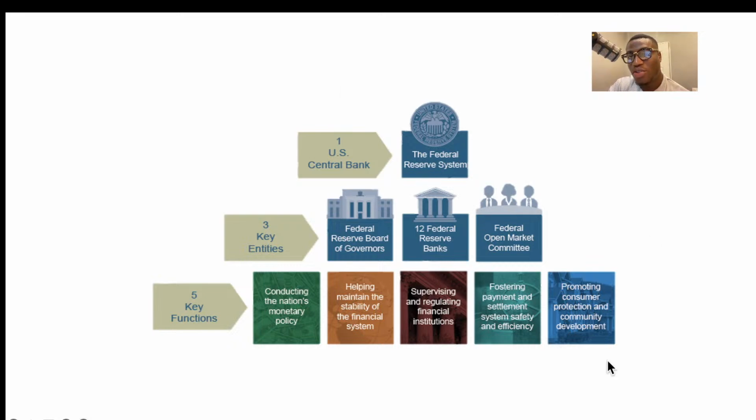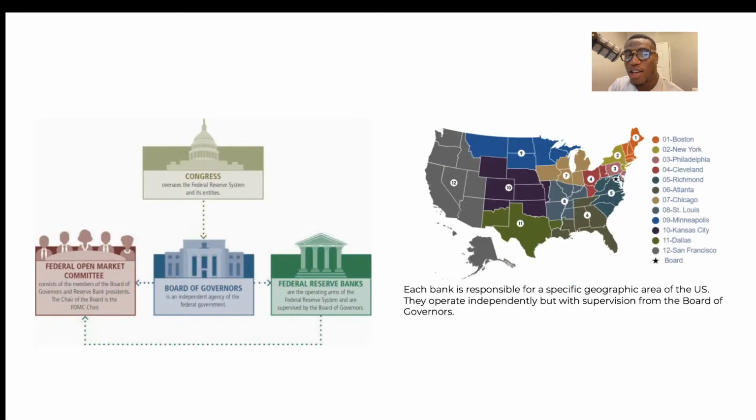And this is just an introduction to the Fed, because I see someone asked a question about the Fed and how it works. So we have the Federal Reserve System, and we have three key entities under the Federal Reserve System, which are the Board of Governors. We had one of the governors speak today, right? The president of the Federal Reserve Bank of Atlanta. Then we have 12 Federal Reserve banks. We have the FOMC, the Federal Open Market Committee, and their key functions are to conduct the nation's monetary policy, to help maintain the stability of the financial system, to supervise and regulate financial institutions, to foster payment and settlement system safety and efficiency, and to promote consumer protection and community development.